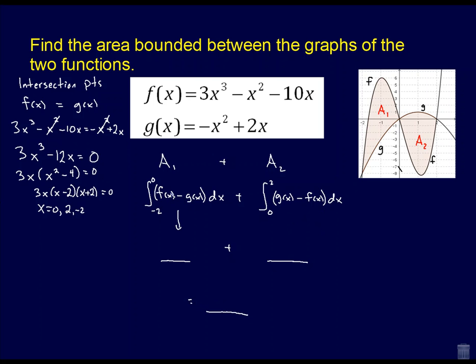Because you have it set up the right way, where the upper function is listed first in each one, these should both give positive answers. And then we have the two positive areas to add together at the end. Okay, so the purpose of the video here is just to point out the general idea. The intersection points are required to be found, and we find them first, generating the two regions, and then we set up a separate integral for each region, and then we wind up at the grand total at the end. I'm going to leave it to you to compute this if you want to find the exact answer.